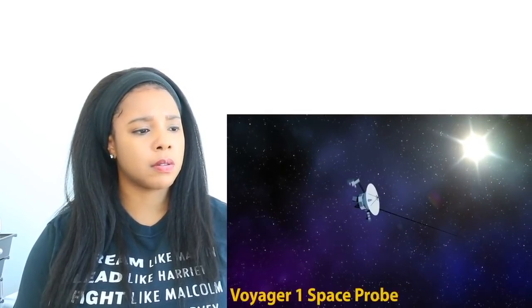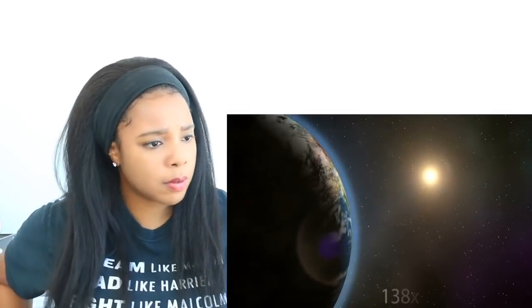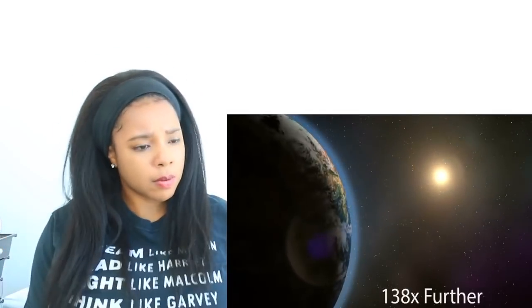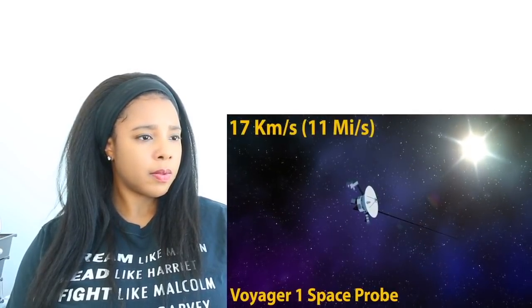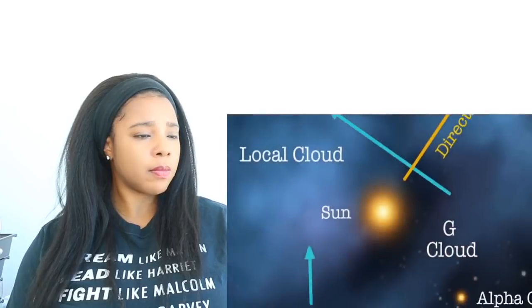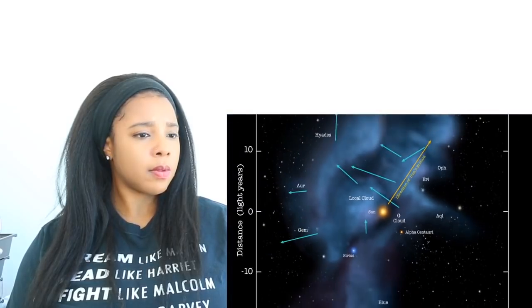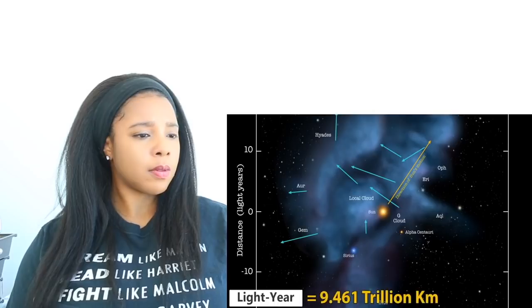When we zoom out even further away, we can find the Voyager 1 space probe, but Voyager 1 is 138 times further away from us than the Sun is. Voyager 1 is currently traveling at 17 kilometers every single second. As we go beyond the solar system, we arrive in our interstellar neighborhood. Here we shift to the light year unit of measurement, which is the distance that light travels in a full Earth year, or about 9.461 trillion kilometers.